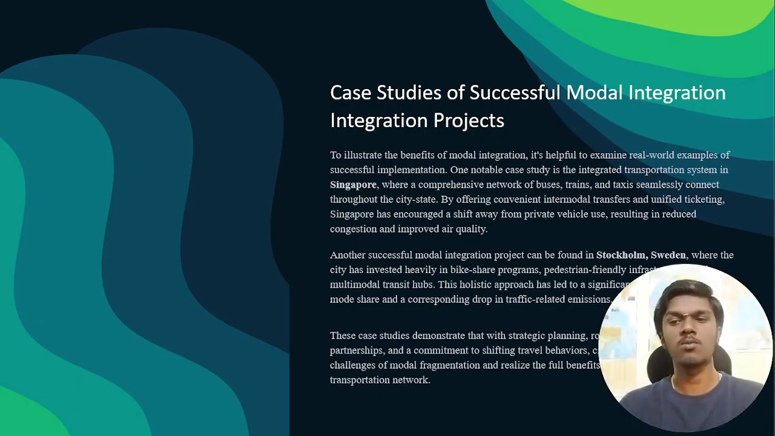Case studies on successful model integration projects. To illustrate the benefits of model integration, it's helpful to examine real-world examples of successful implementation. One notable case study is the integrated transportation system in Singapore, where a comprehensive network of buses, trains, and taxis seamlessly connect throughout the city state. By offering convenient intermodal transfers and unified ticketing, Singapore has encouraged a shift away from private vehicle use, resulting in reduced congestion and improved air quality.